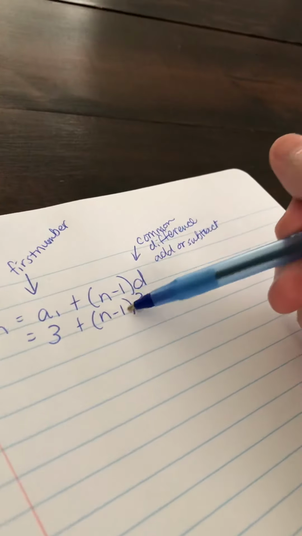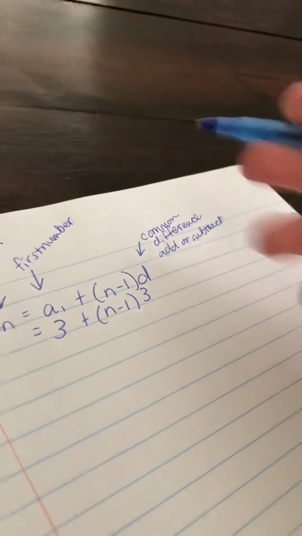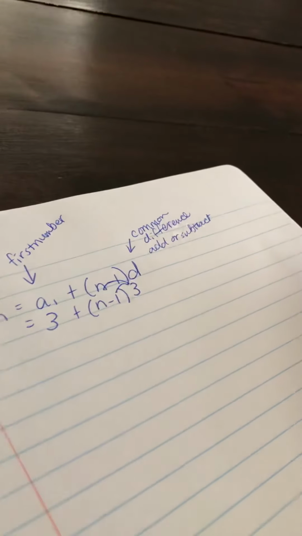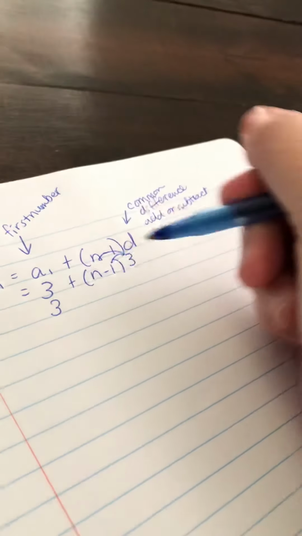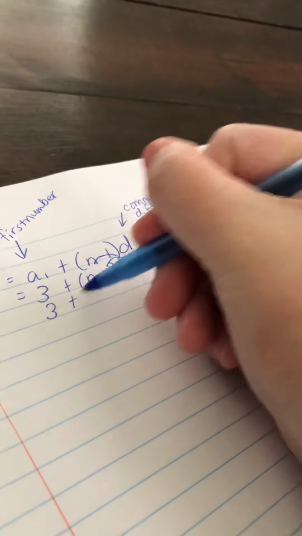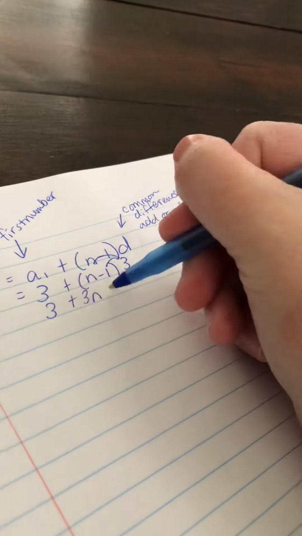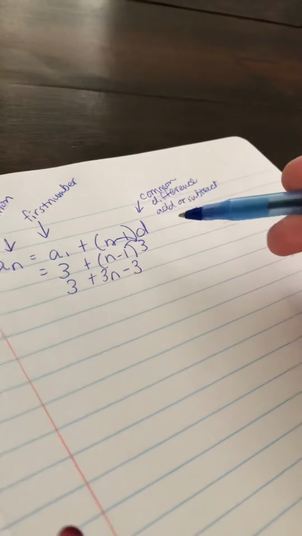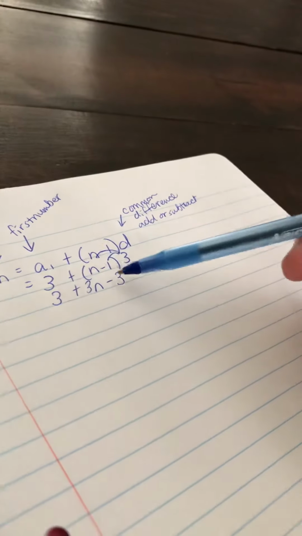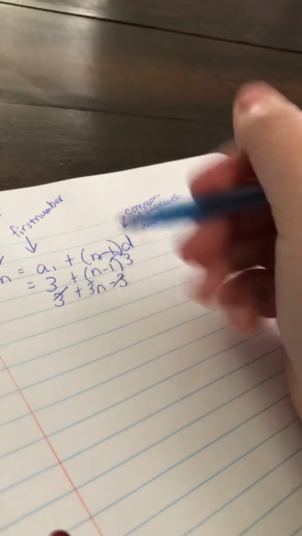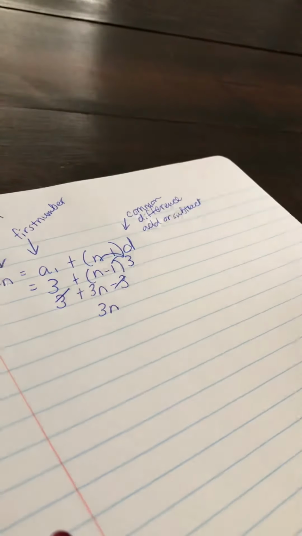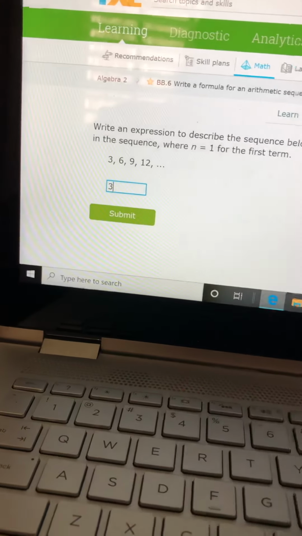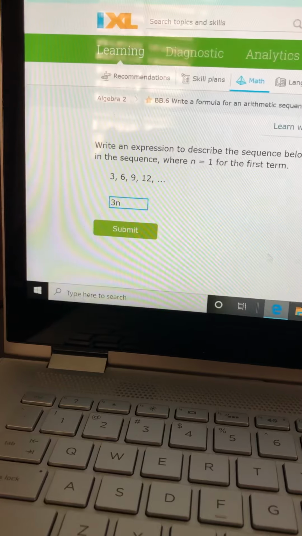Now, this number is side by side, that means multiply. So I have to take this 3 and distribute it like that. So the 3 in the front drops down, 3 times n is 3n, and 3 times negative 1 is negative 3. Then look what happens here. 3 subtract 3 is 0, so the formula is just 3n. So 3n is my answer here.